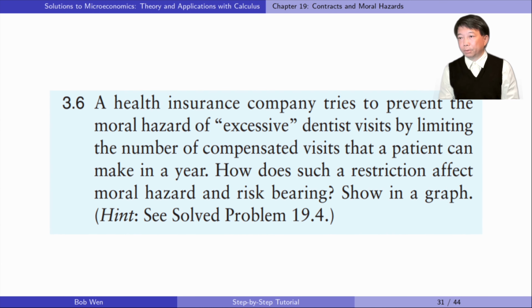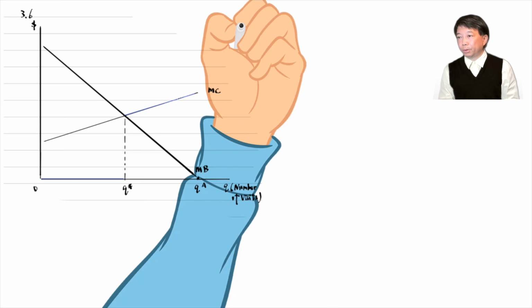Let's solve exercise 3.6. A health insurance company tries to prevent the moral hazard of excessive dentist visits by limiting the number of compensated visits that a patient can make in a year. How does such a restriction affect moral hazard and risk-bearing? Shown in a graph. It is an example of a moral hazard if there is no restriction. Because the patients do not bear the cost of visits, they do not take necessary actions to care for their teeth and have an incentive to overuse dentist services.